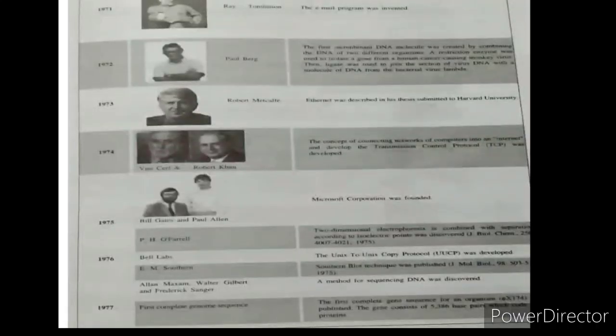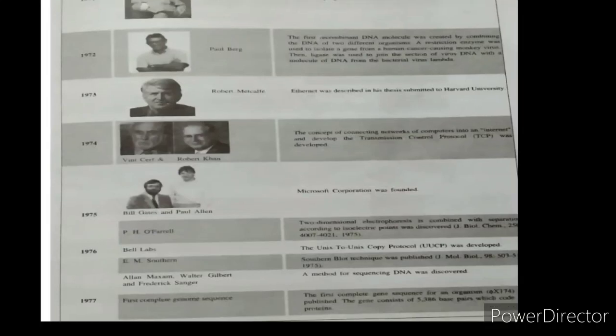Pauling's theory of molecular evolution was published in 1962. These were the base for today's development of bioinformatics.